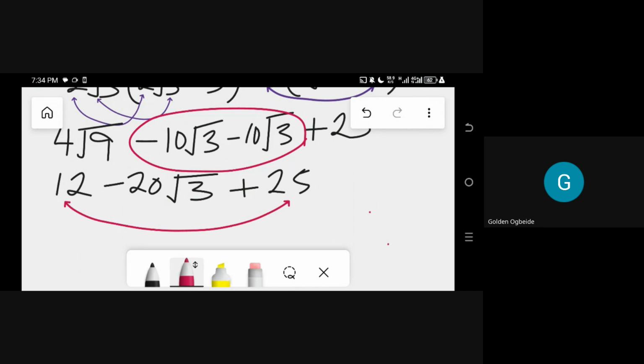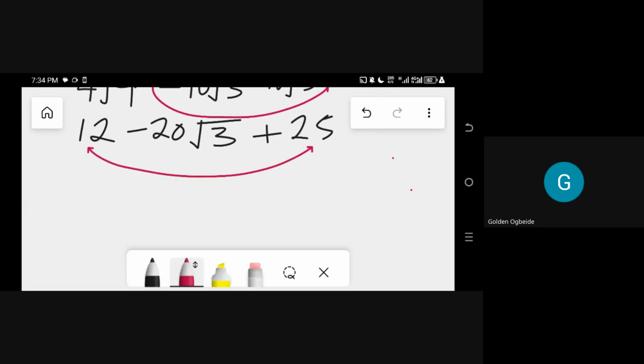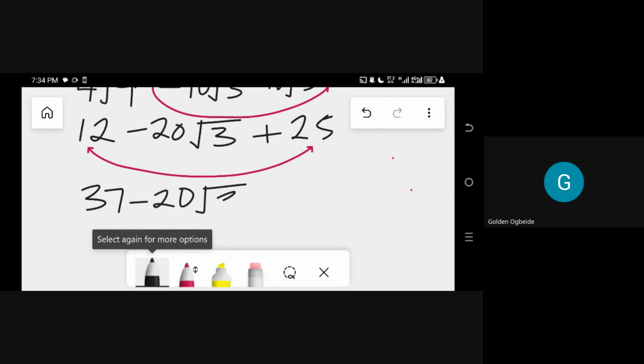They don't carry roots. So 12 plus 25, those are like terms, and we simply say 12 plus 25 would be 37, then minus 20 root 3. We can't simplify root 3 further than it is already. So this is the answer you get: 37 minus 20 root 3. If you do not see it like this, then possibly it must have been written this way: minus 20 root 3 plus 37. So both of them mean the same thing.